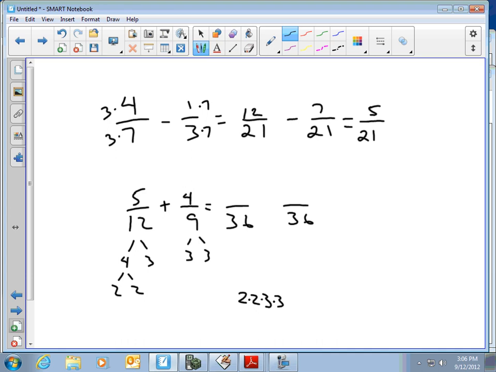I don't do that, but if you need to, if you cannot see the common denominator by just knowing your times tables, you can always break it into its prime factors. It takes a little more work, takes a little more time, but it always works.